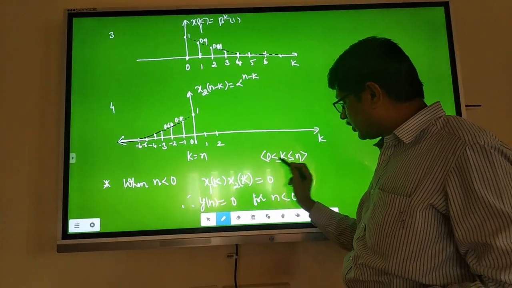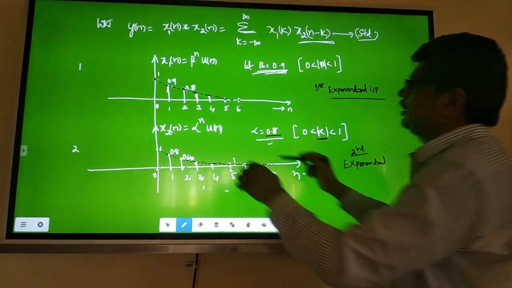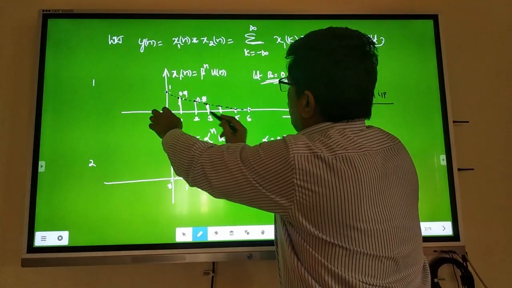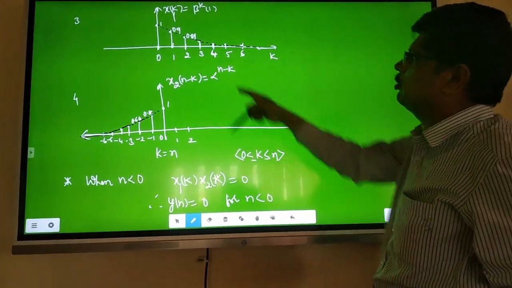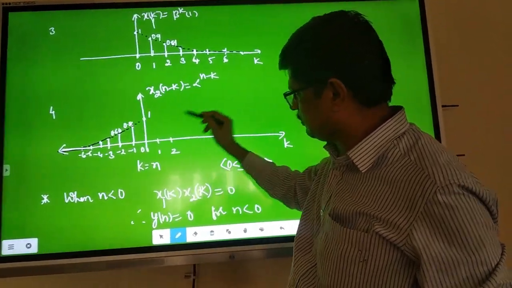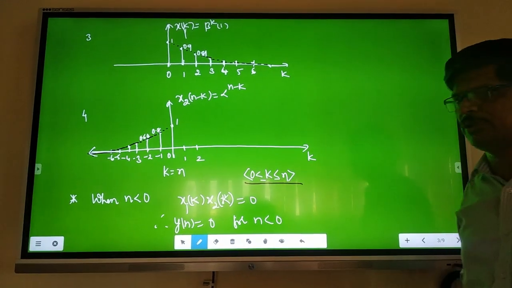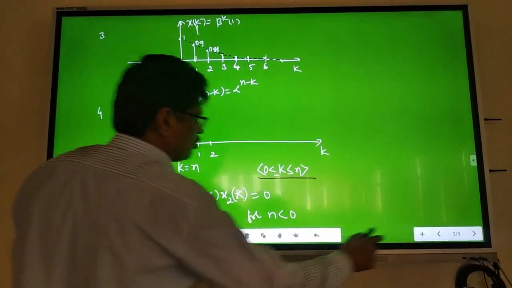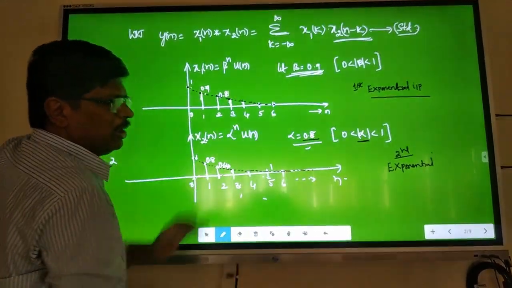k is equal to n. K values vary from where to where? 0 to n. See this? For n less than 0, nothing. For n greater than 0, k varies from 0 to n. Like that you will get the output when you do these two, with k values from 0 to n. Each time this gets shifted to this side, this into this. Between 0 and n you will get the values. Now with this we can do the maths. When n is less than 0, see the first two graphs. For n less than 0, since u[n] is there, it is right-sided only.